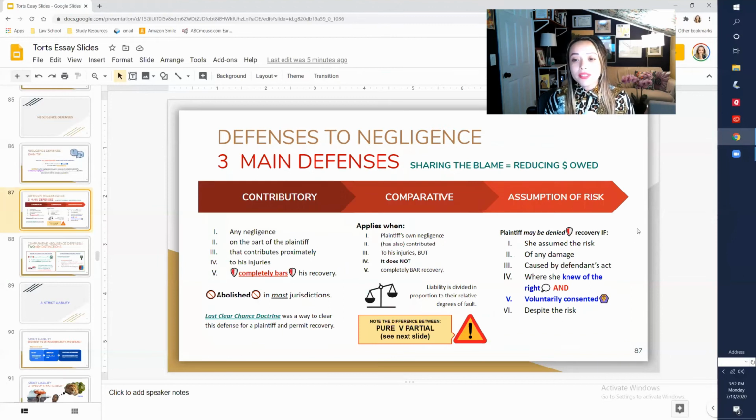And then the last one is assumption of risk. A plaintiff may be denied recovery if she assumes the risk of any damage caused by the defendant's acts where she knew of the risk and voluntarily consented despite the risk. So I assume the risk of damage caused by the defendant's act where I knew of the risk and voluntarily consented despite the risk.